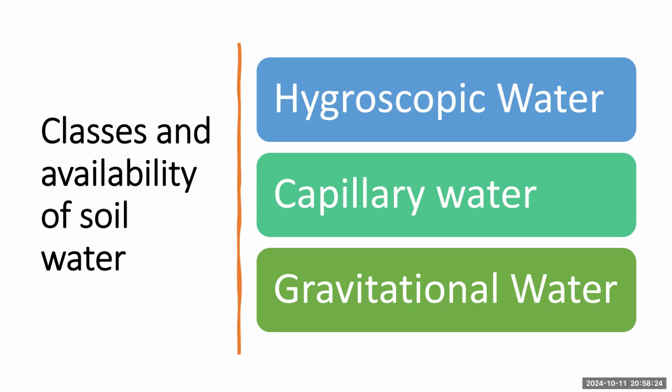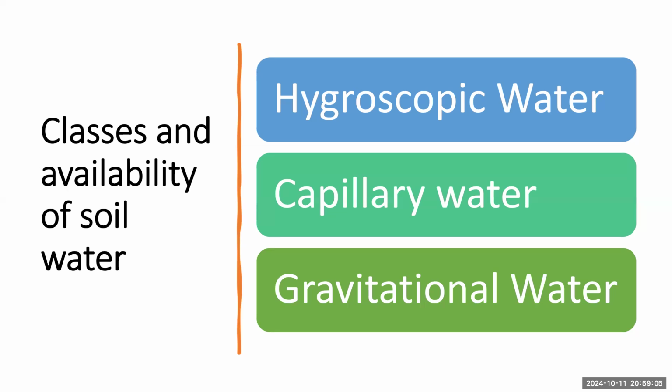If that sample is kept in the atmosphere for the next 24 hours, now already this is an oven dried sample. Now assume that it is kept in atmosphere for 24 hours. And during these 24 hours, this oven dried sample absorbs moisture from the atmosphere. So that moisture absorbed by that particular soil sample is called hygroscopic water. So hygroscopic water is a very small quantity of water, and that cannot be used by humans.